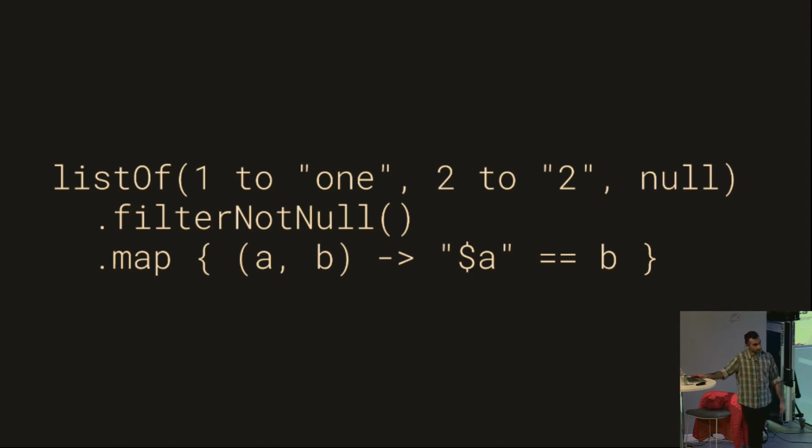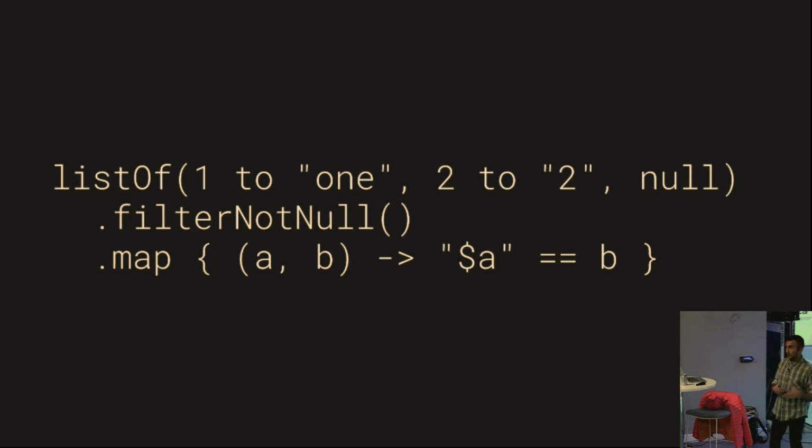So let's start line by line. At the beginning, we're saying we've got a list of 3 elements. And this to is an infix operator that magically creates a pair for you. So there's a Kotlin Pair class, which is just a container for 2 things. So you can say 1 to "1", and you'll get an object with this number 1 and this string "1" inside it. It's the same with the other one, and then the final value is null.